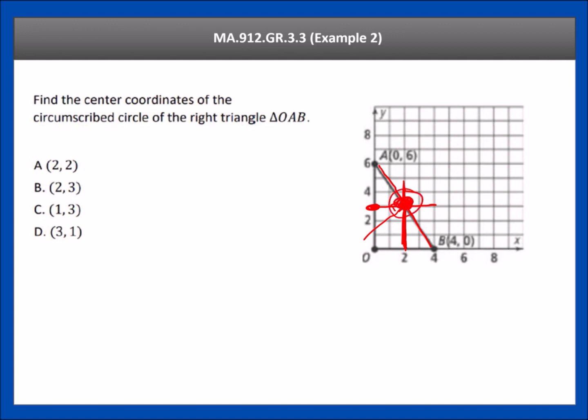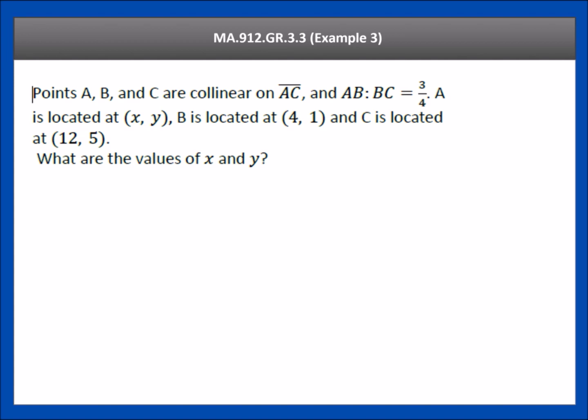So this is my circumcenter. So that's going to be 2, 3. Looks like 2, 3 for my coordinates. All right, so the answer is B. All right, so that's what they're looking for.